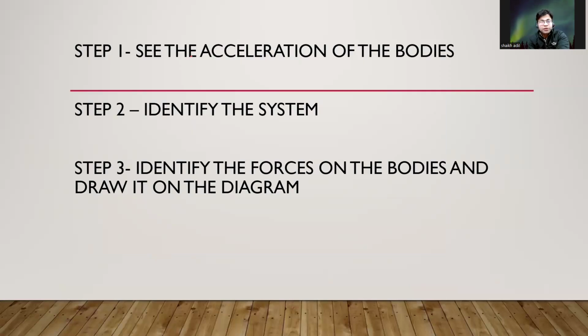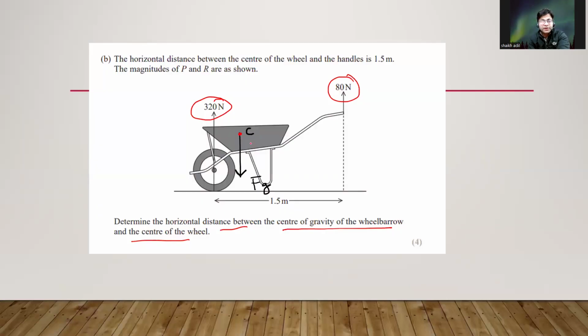Firstly, we are going to see the acceleration of the body. The first three steps are going to be exactly the same as we used in the FBD technique for Newton's law problems. So we will see the acceleration of the body, we will identify the system, and we will identify the forces on the body. Here, this is our body, and we can see that the acceleration of this body is zero. So these are the three forces here.